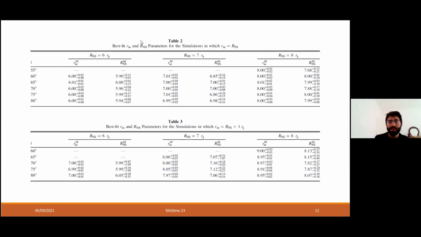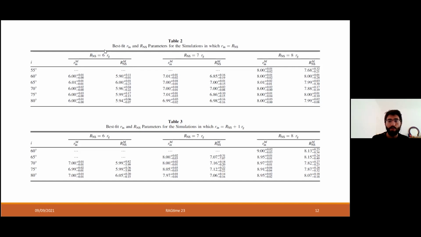And we obtained that we can actually measure the neutron star radius in almost all cases, going from 55 to 80 degrees, with an accuracy that's always better than 5% in precision, which is exactly what we need to pinpoint the proper equation of state of neutron stars.